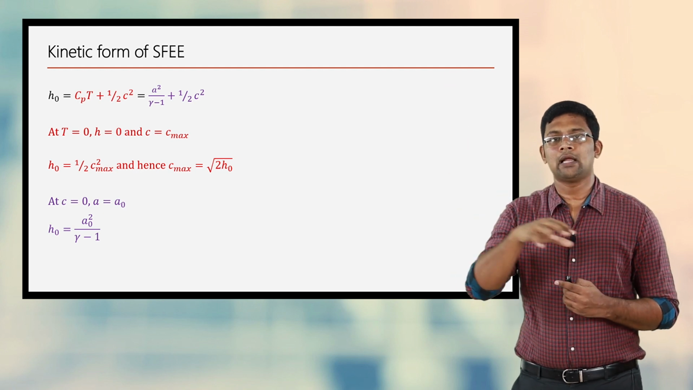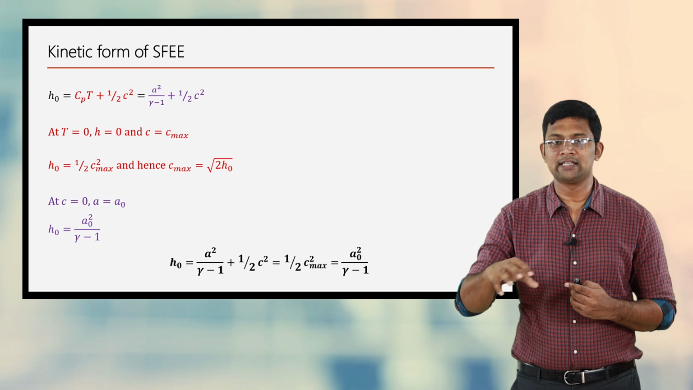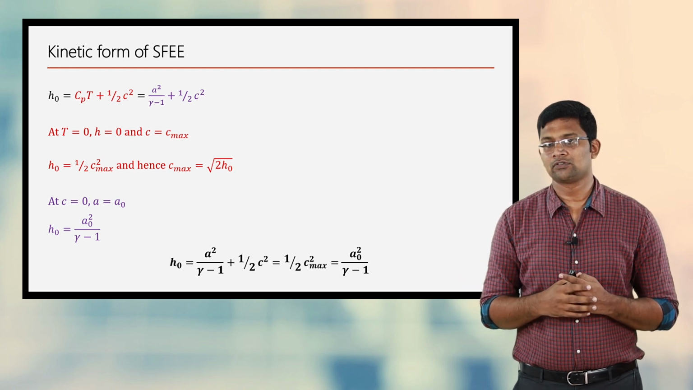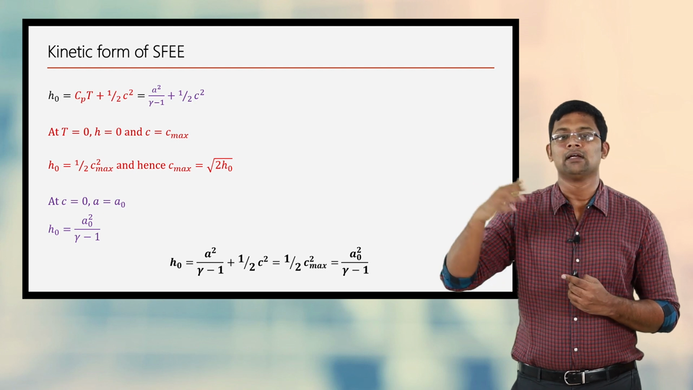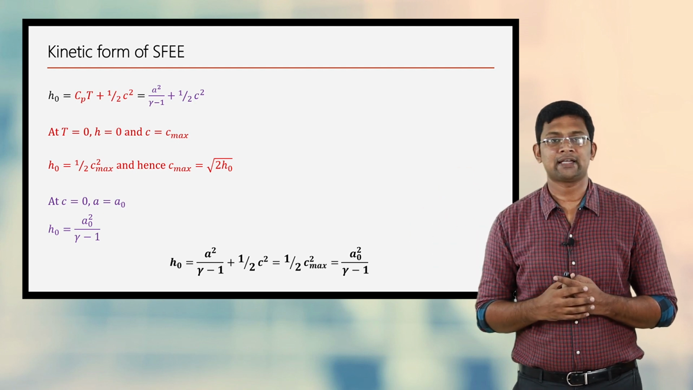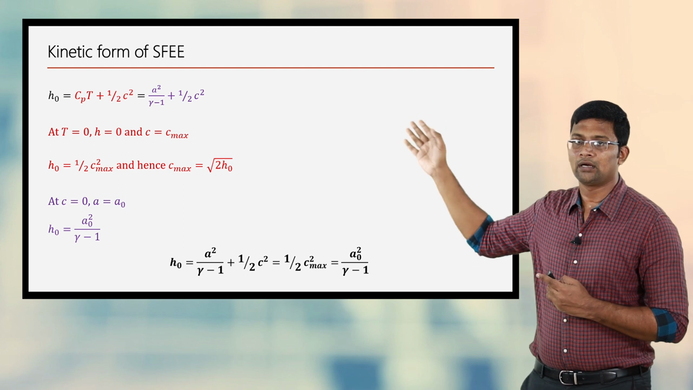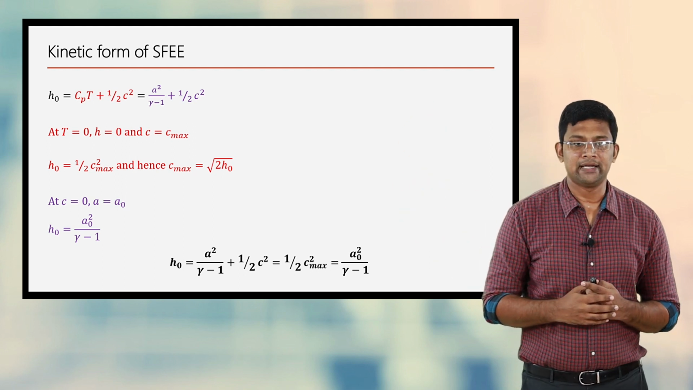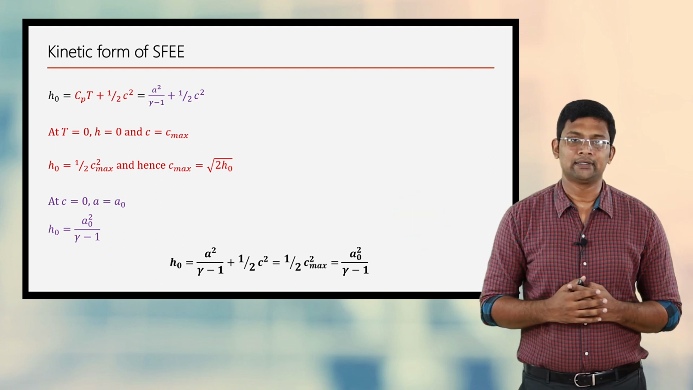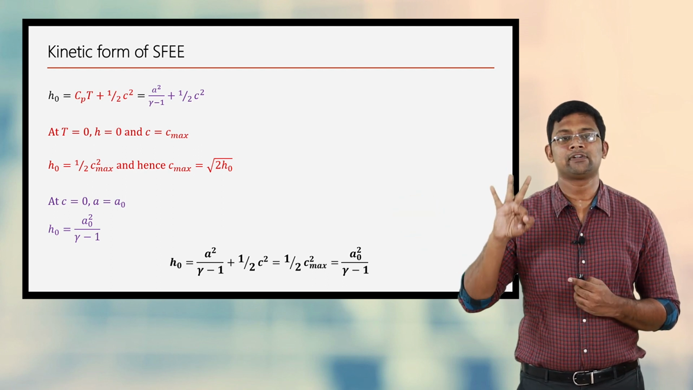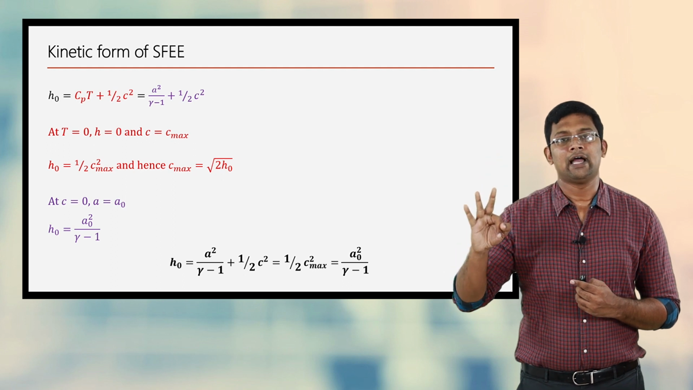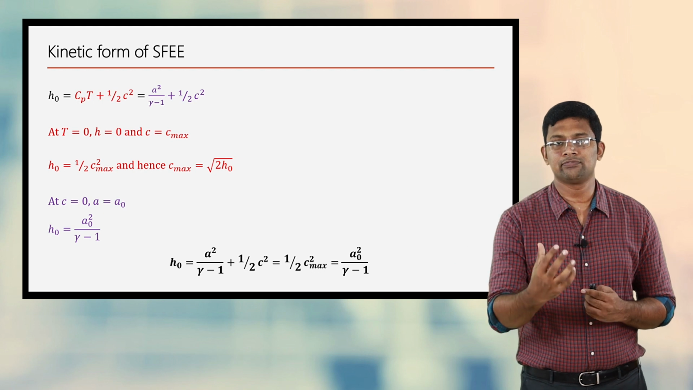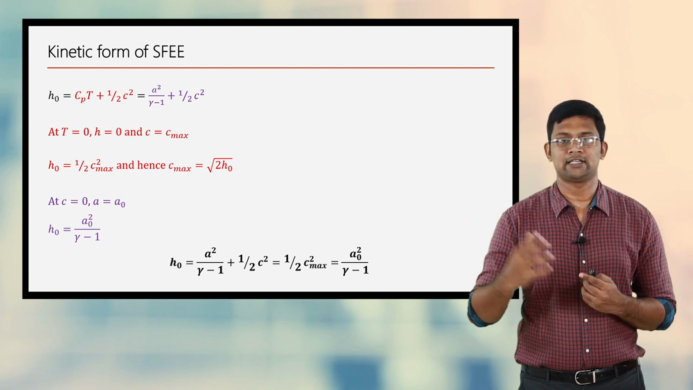So, finally, you can club all these expressions for H0. H0 is equal to A square by gamma minus 1 plus half C square, that we have already seen, and that is equal to half Cmax square, the one indicated with the red color, and the last one is equal to A0 square by gamma minus 1, the one indicated by the violet color. So, these are the three different expressions for H0, the stagnation enthalpy, and this expression is known as the kinetic form of steady flow energy equation.